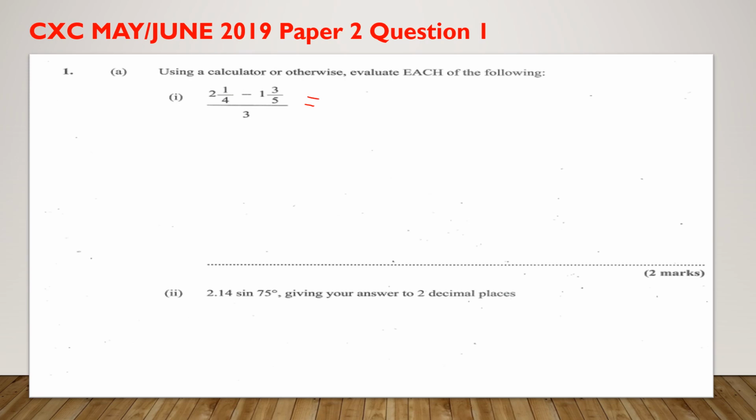So 2 and a quarter minus 1 and 3 over 5. So what we do is we multiply the whole number, then add. So 2 times 4 is 8 and 1 is 9 over 4, minus 5 times 1 is 5 plus 3, 8 over 5. So we have to find the LCM.